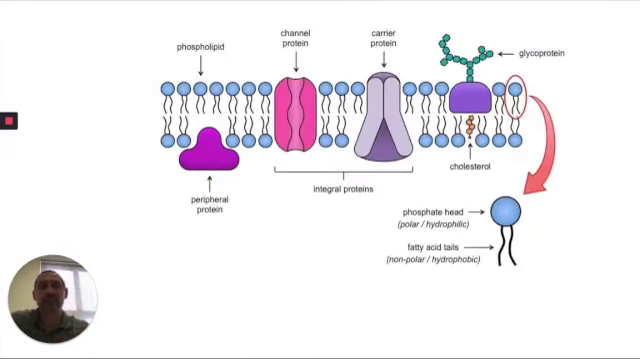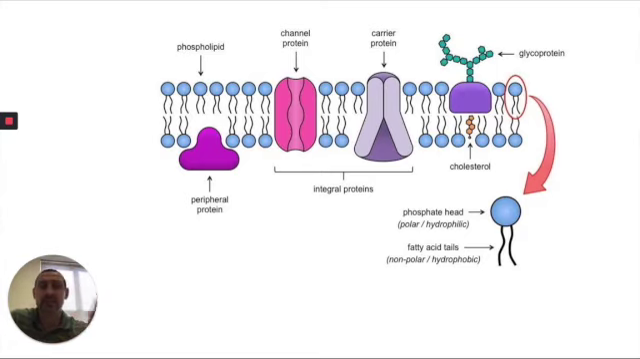Here's an example of some of the things that you might find in a cell membrane. Notice that there are all kinds of different proteins, peripheral proteins, integral proteins, that allow things to enter and leave. It's these kind of proteins that are going to be enzymes that function in photosynthesis.